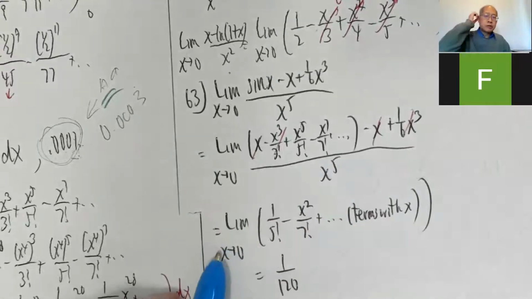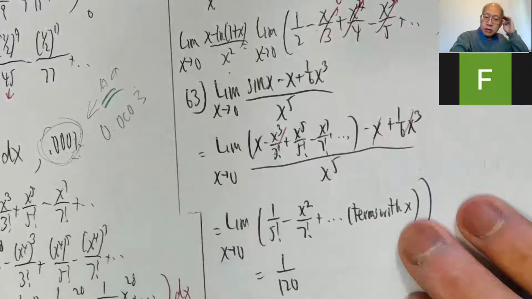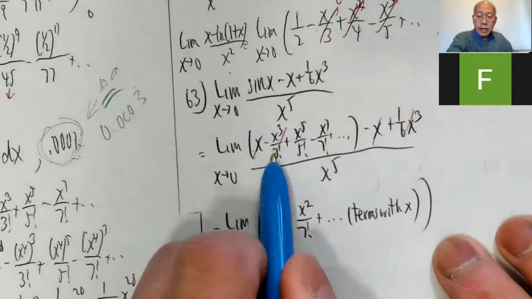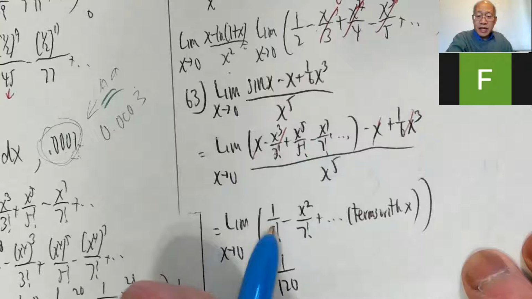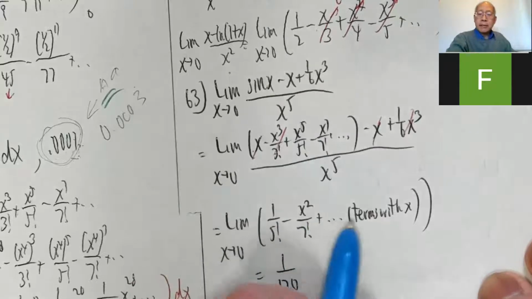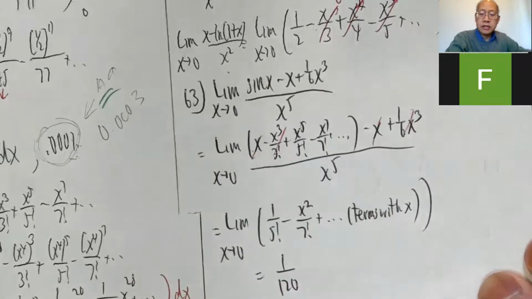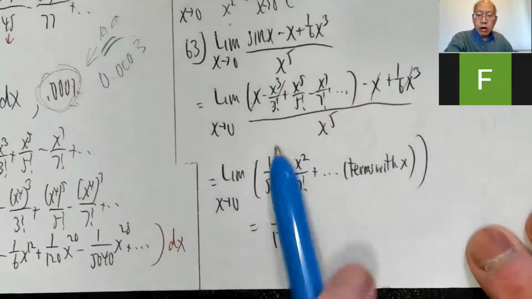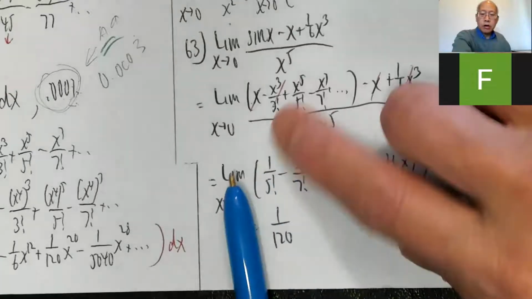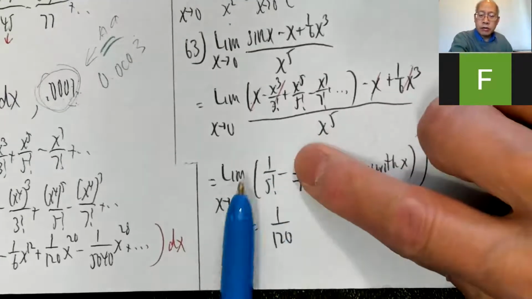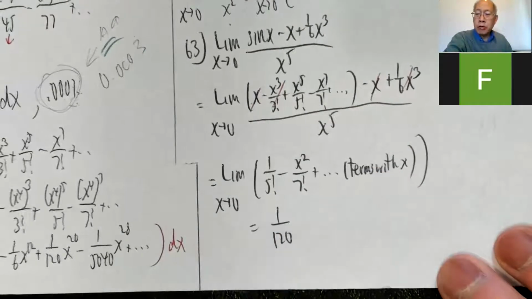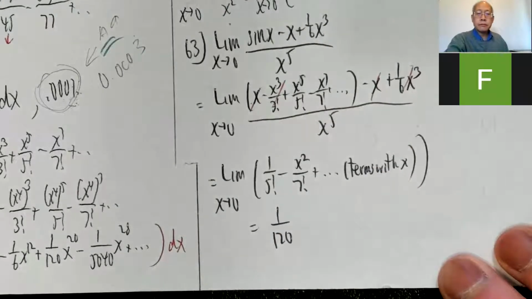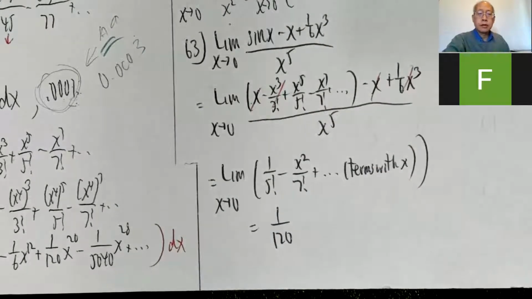So now I have the limit as x approaches 0 of 1 over 5 factorial. That's gone. That's gone. That's going to be minus x squared over 7 factorial plus a bunch of terms that all have an x, which means these will all drop out. The only non-zero term is the first term. So 1 over 5 factorial. Final answer, 1 over 120. Okay.